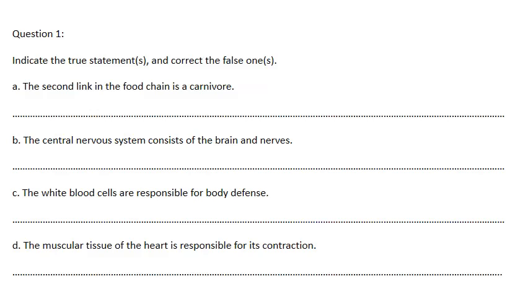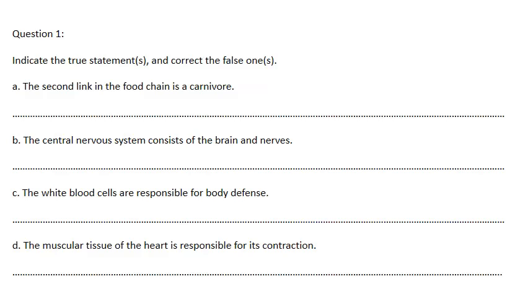Very good. I'll give you an example. Let's say we have grass, we have rabbit, and we have a fox. The second link here is what, Ali Rai? The second link is herbivores. It's a rabbit, it's a herbivore. So statement A is true or false? False. So remember, please, in a food chain, this will be a second link.